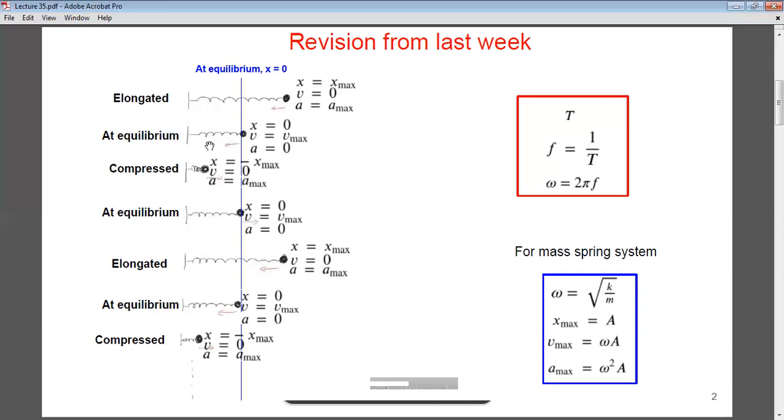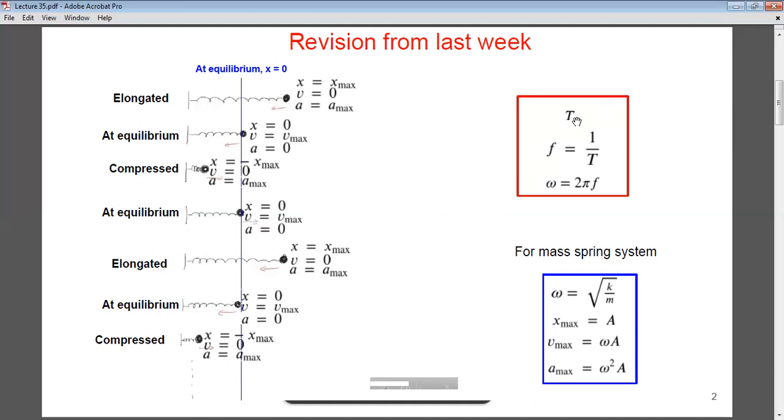And then it will continue to compress the spring where x will be at minus x maximum. Again, the object will stop and the acceleration will be a maximum. And then it will repeat the same thing. A few vocabulary that we learned. The period of the oscillation, it's the time taken for one oscillation to finish, okay?